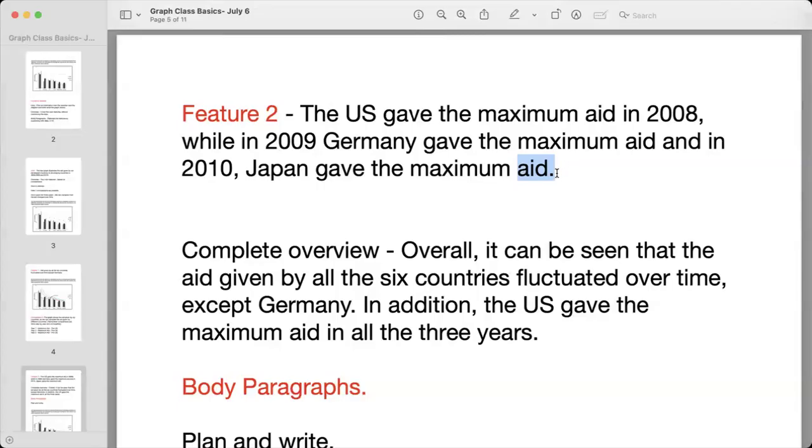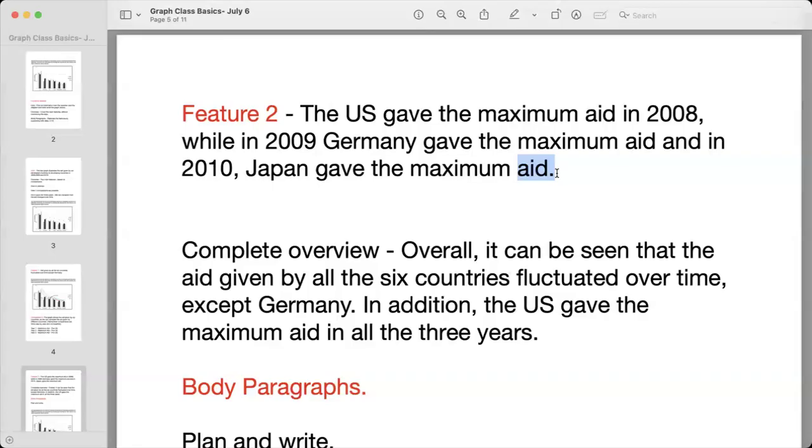Neither do I want to use one. Why would I want to? I'll use the word aid. It does not make any difference to me. But probably for the word maximum, I can use the word highest. And then I can probably make one of the sentences passive. Like I could have said the maximum aid was given by Germany instead of writing Germany gave the maximum aid.